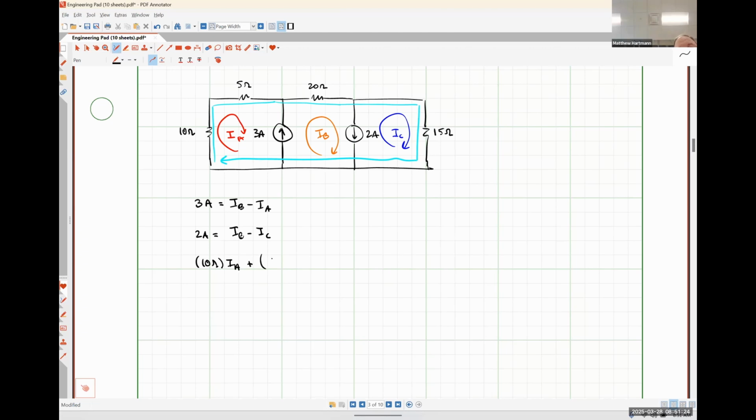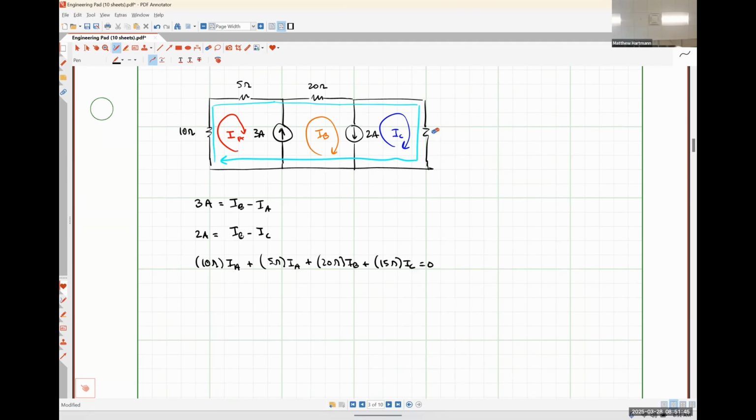Plus, plus, plus is equal to 0. 3 equations, 3 unknowns. I'm done. Now, let me break this.